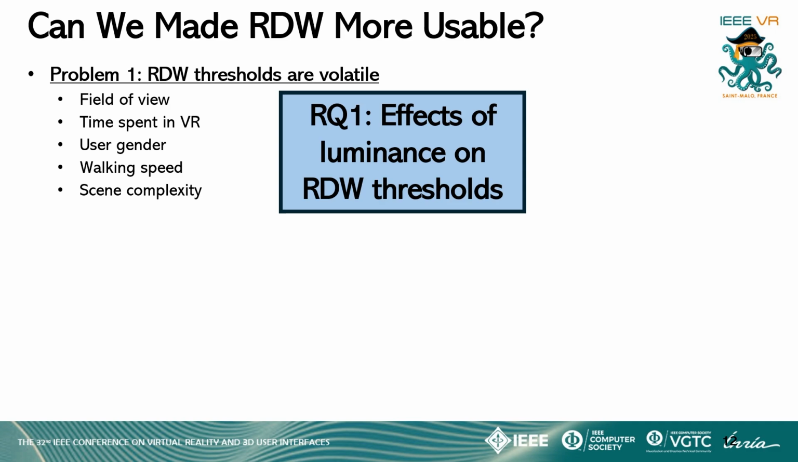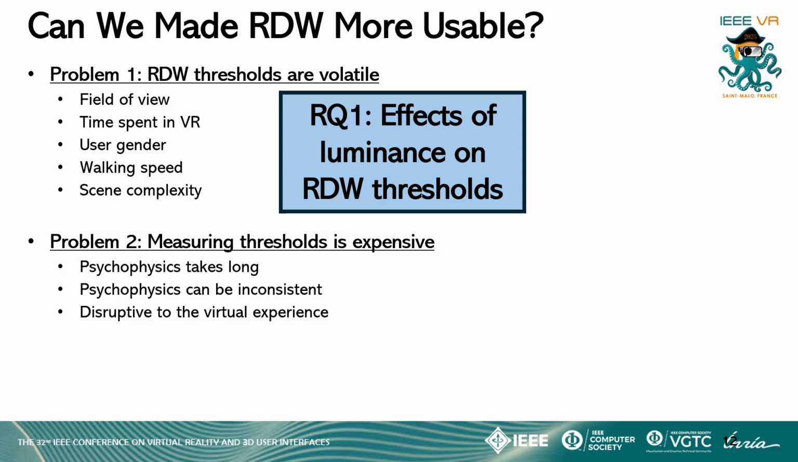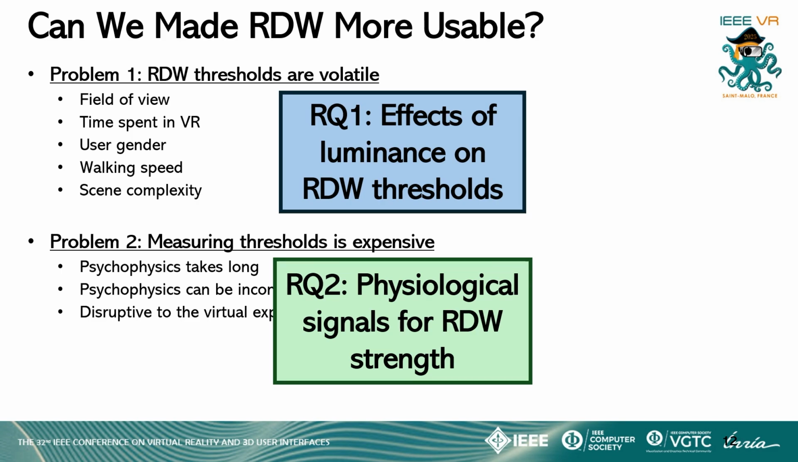Second, measuring redirection sensitivity is an expensive process because psychophysics takes a long time, measured thresholds can be inconsistent, and it interrupts the user's experience. Motivated by this problem, our second research question was whether there are any correlations between physiological signals and redirection strength, which might open the door for new methods of estimating sensitivity to redirection.